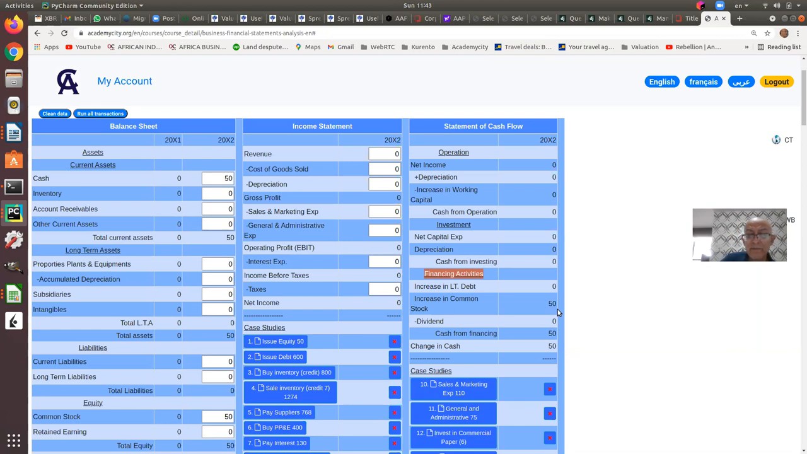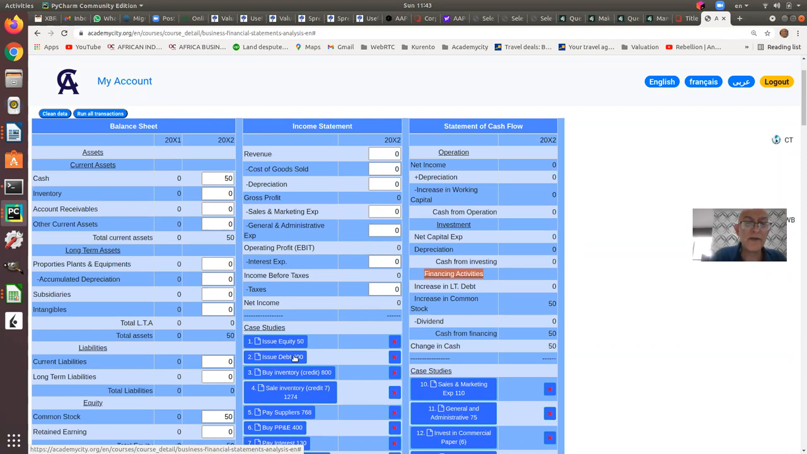Financing means dealing with the shareholders, and we will see dealing with the bank or the debt holders, whoever gives loans to the company. In this example, we raised 50,000 and that 50,000 went to the bank account of the company. And that came because we issued common stock. Let's go to the next transaction. Second transaction, we click on it.